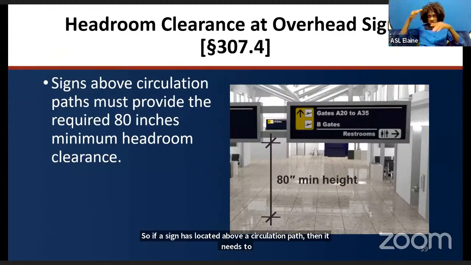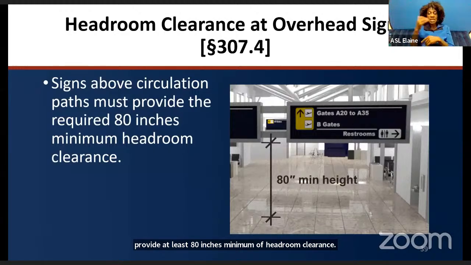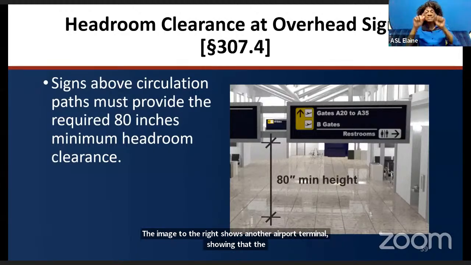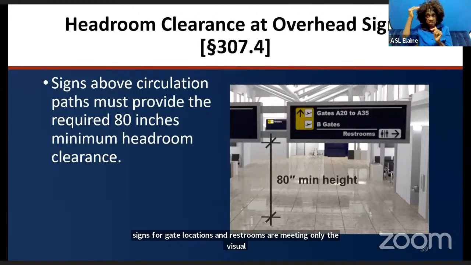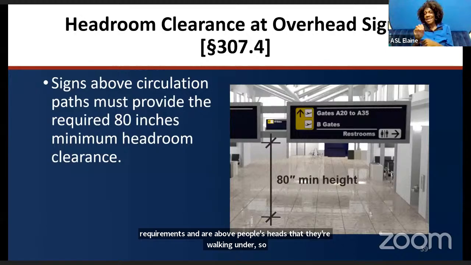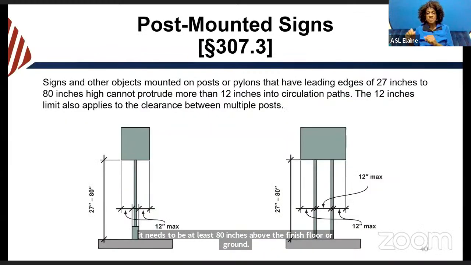The image to the right shows another airport terminal and showing that the signs for gate locations and restrooms are meeting only the visual requirements and are above people's heads that they're walking under. And so it needs to be at least 80 inches above the finished floor or ground. Next slide, please, slide 40.